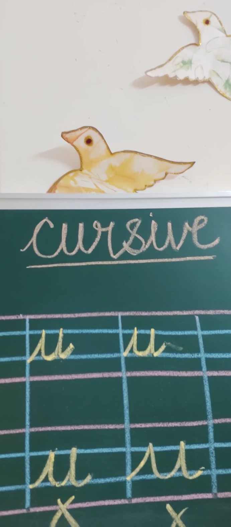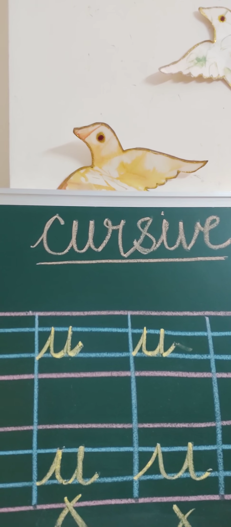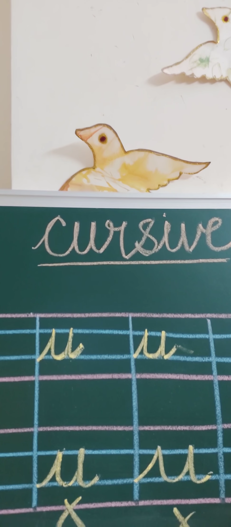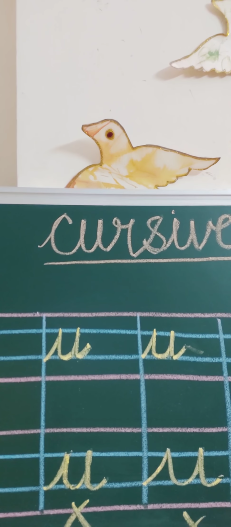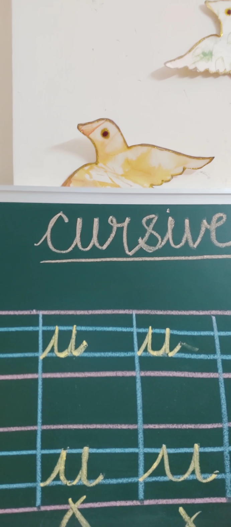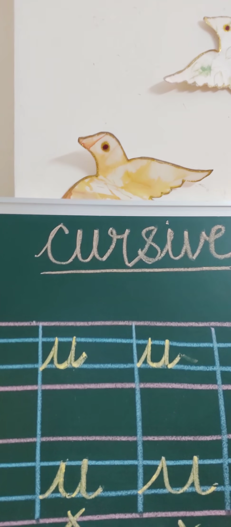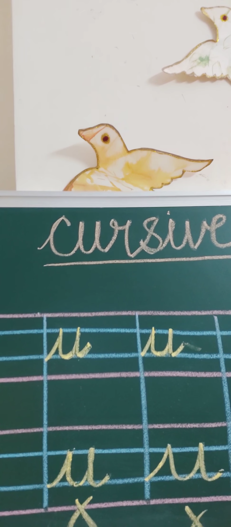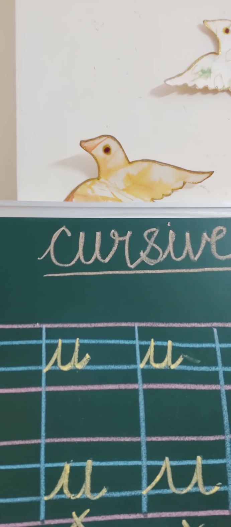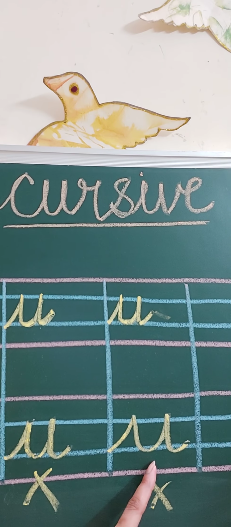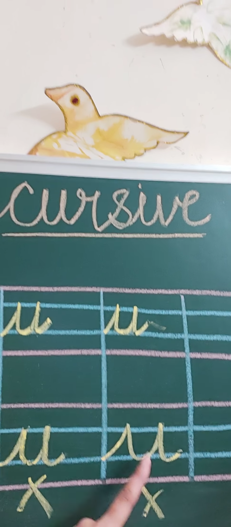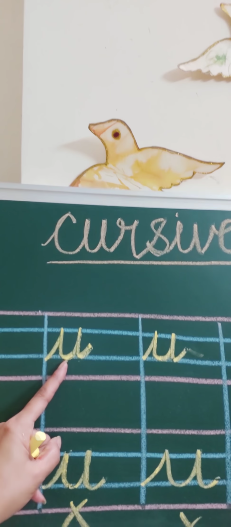And this you have to write between the blue line. Your pencil should be sharp, and each time you are going to write the letter U in one stroke. You are not going to lift the pencil again and again. And you are not going to make it like this. This is the wrong pattern. And this one is the correct pattern.